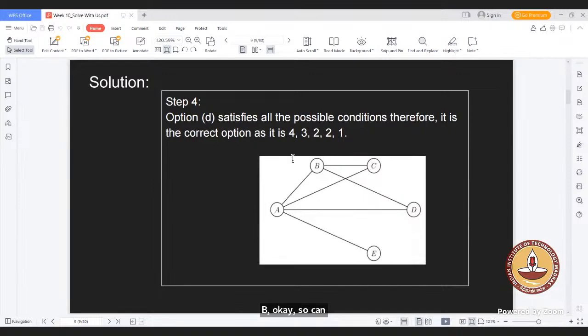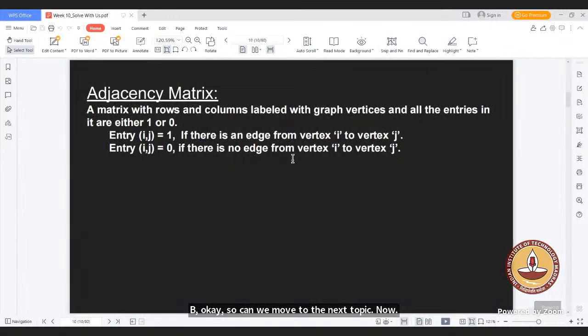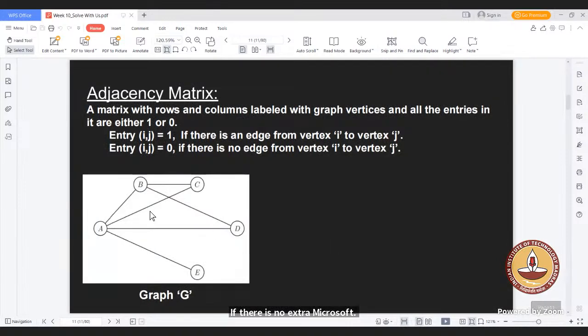So now, what is an adjacency matrix? It is a matrix with rows and columns labeled with graph vertices, and all the entries in it are either 0 or 1. Entry ij is 1 if there is an edge from i to j. It is 0 if there is no edge from i to j. So we'll see an example. Suppose this is a graph G given.